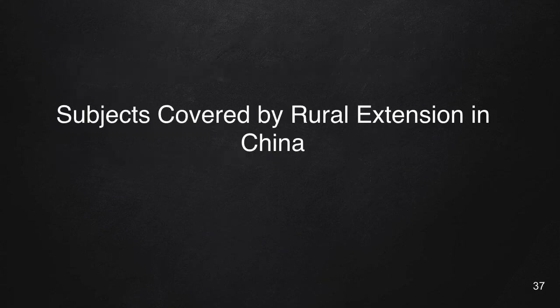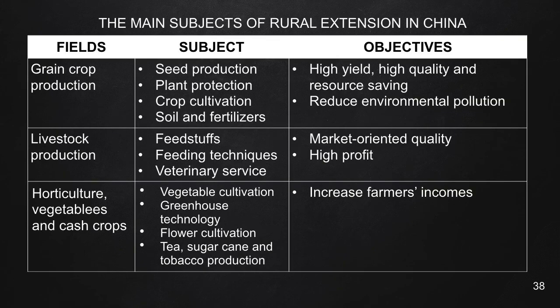Since the market-oriented economic system was established, the subjects of rural extension have been expanded and diversified according to local resources and market development. So here are the main subjects of rural extension in China. For crop production, the subjects are seed production, plant protection, crop cultivation, soil and fertilizers. The objectives are for high yield, high quality, and resource saving, and also to reduce environmental pollution.